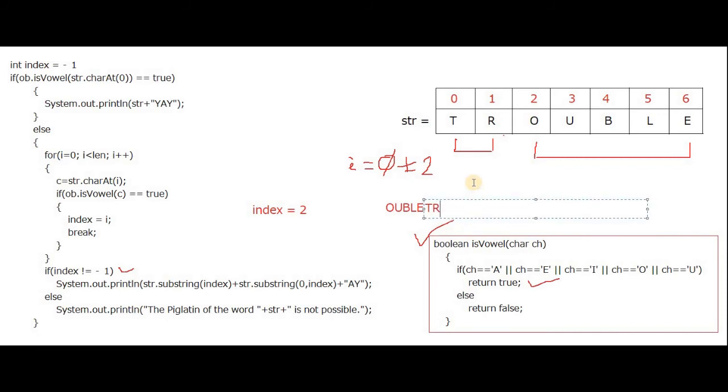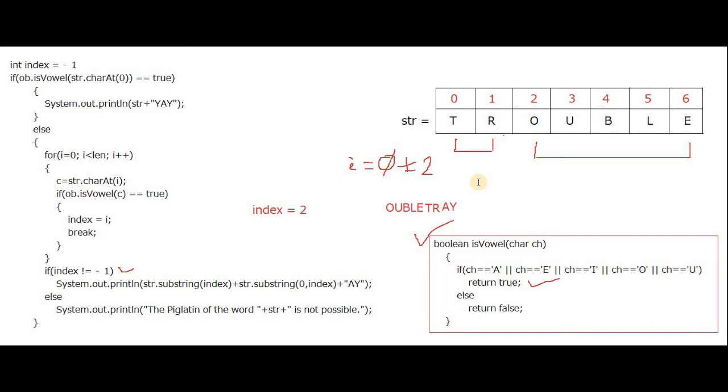Now after this, what is the next part? There is no logic, it is directly storing the value AY. The letters AY are not extracted from anywhere, they are directly concatenated. So now the final result is OUBLETRAY. This is the Pig Latin word of trouble.